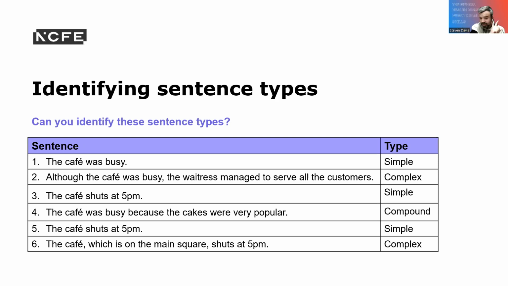So the cafe was busy, sentence 1. The cakes were very popular, sentence 2. The because is what links it together. The cafe shuts at 5. The cafe, which is on the main square, shuts at 5. Complex.